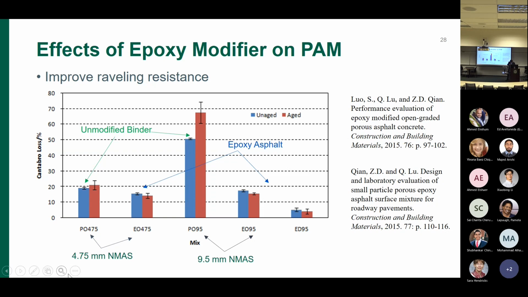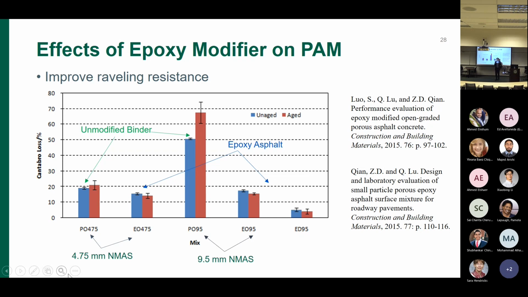So we included this material in the lab test, and we mixed this epoxy asphalt with open graded asphalt mix aggregates, and we found that the use of the epoxy asphalt in porous asphalt mixture can significantly reduce the rutting potential or improve the resistance to rutting.